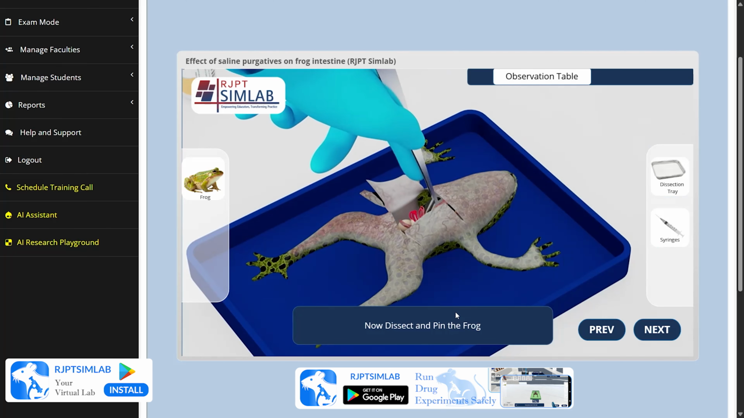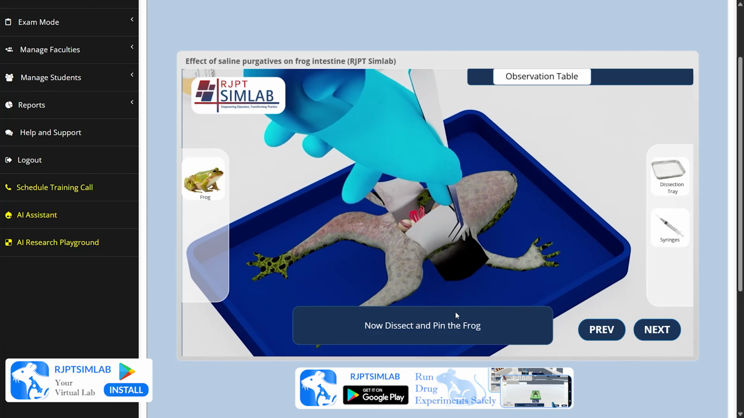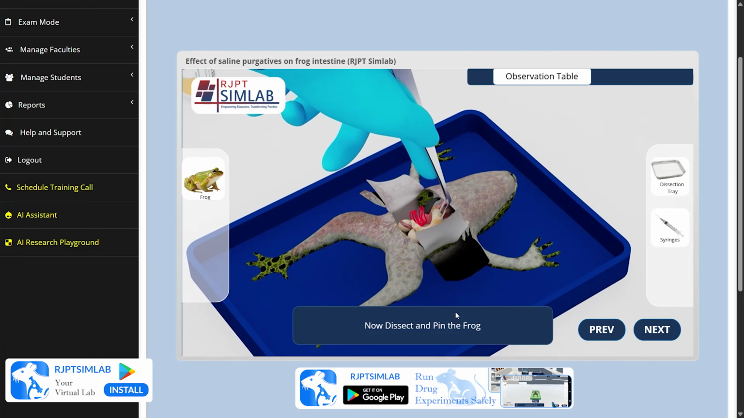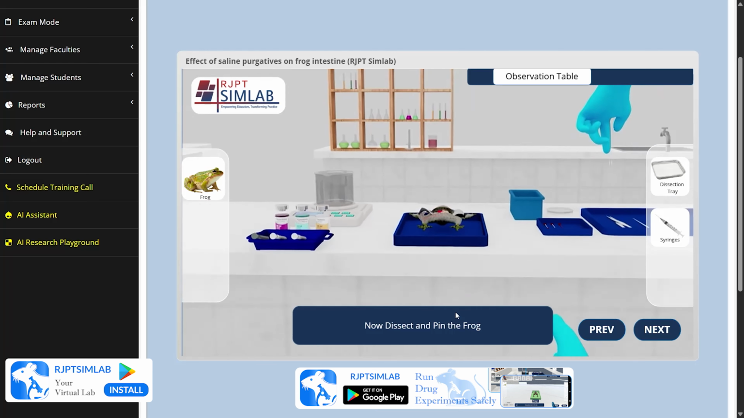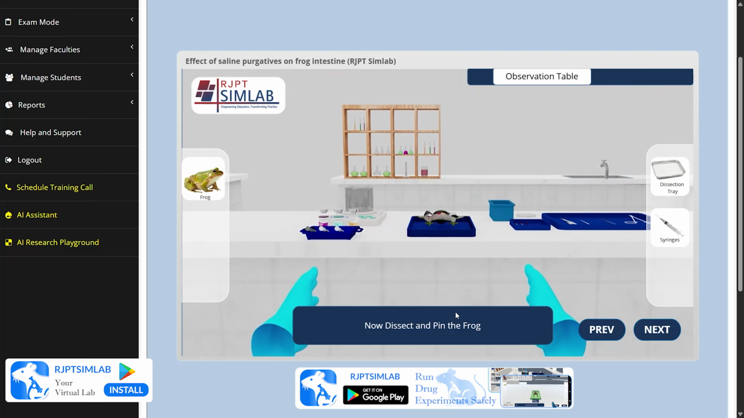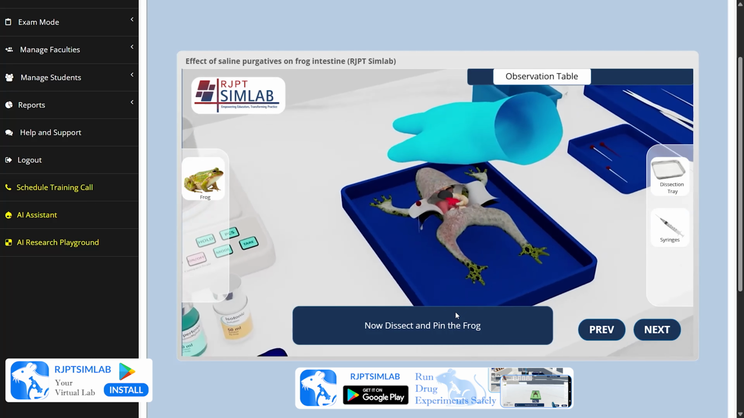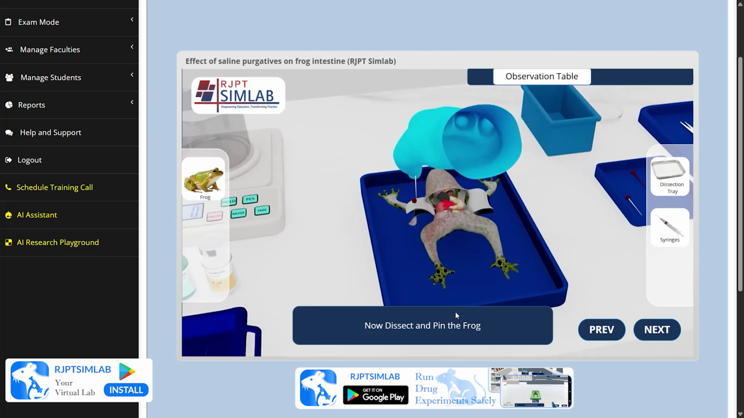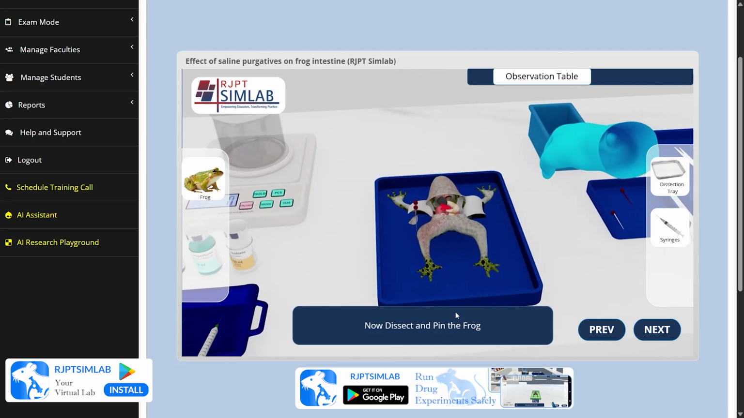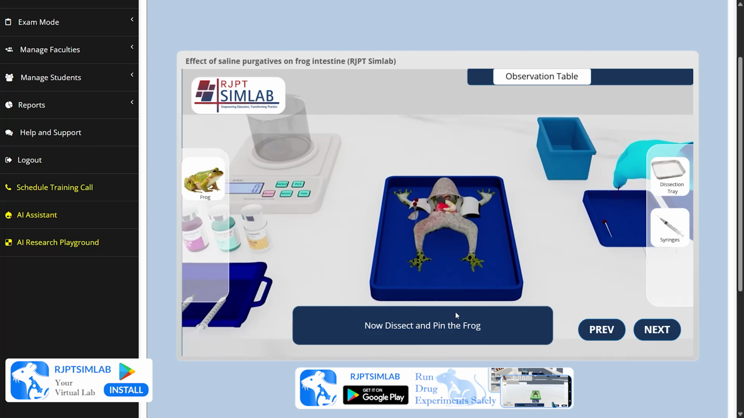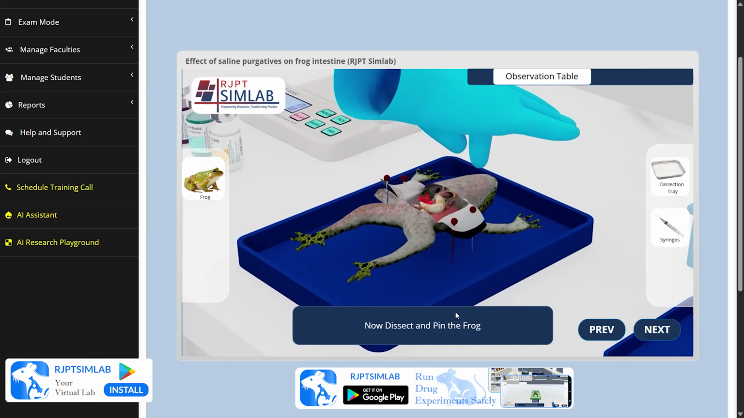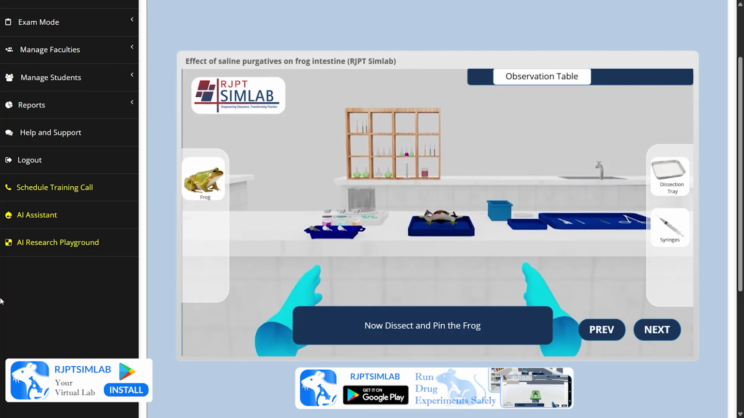So now the skin of the frog is elevated, and as we can see, the internal organs are easily visible. Now we will pin the elevated skin so that it does not hinder or move while performing the experiment. With the help of these 4 pins, we will elevate the skin so that it stays stationary in position. So now let us move on to the next step.